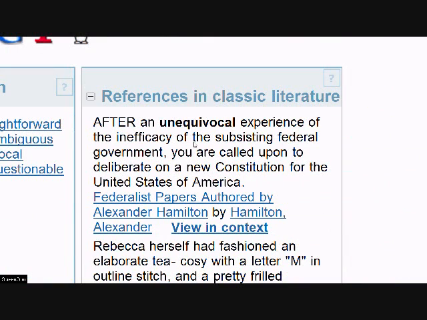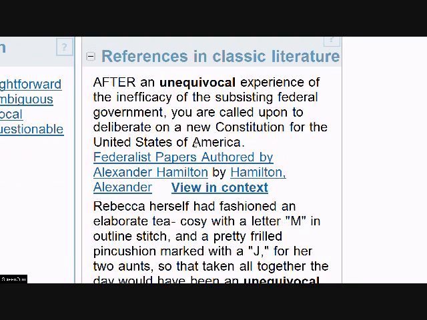Here are some references in classic literature. "After an unequivocal experience of the inefficacy of the subsisting federal government, you are called upon to deliberate on a new constitution for the United States of America." This we can say, like after experiencing the unequivocal, univocal experience, they want a system which is very univocal. This is part of the Federalist papers authored by Alexander Hamilton.